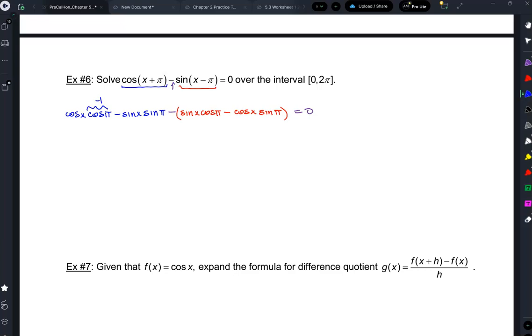Negative 1. What's sine of pi? 0. What's cosine of pi? Negative 1. Sine of pi, 0. Okay, so let's just rewrite all this, right?